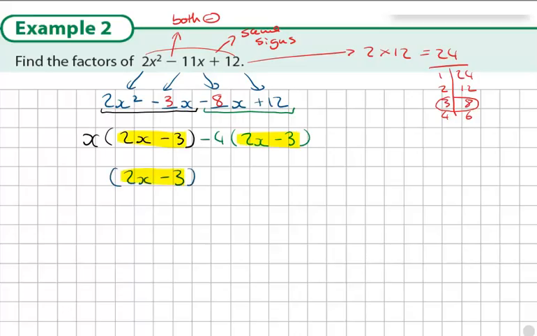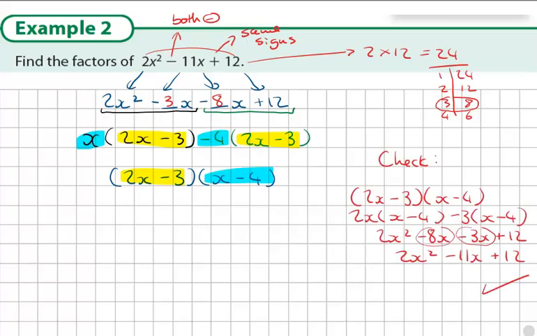My brackets match, so 2x minus 3 is one of my factors, and then x minus 4 is my second factor. So this is my answer, 2x minus 3 times x minus 4. I'm going to check by multiplying out the brackets, and I get back to the start so I know I'm right.